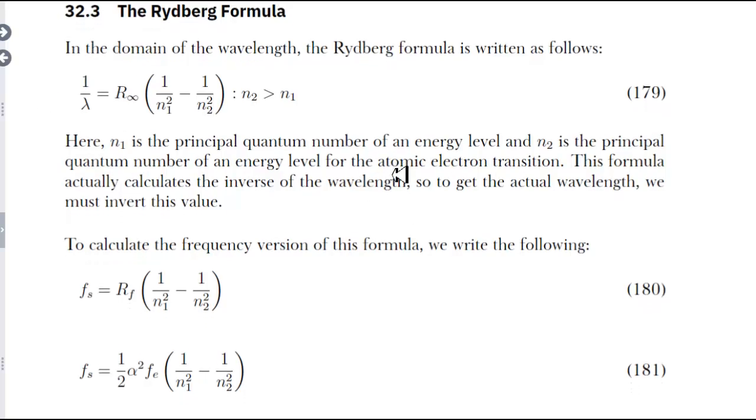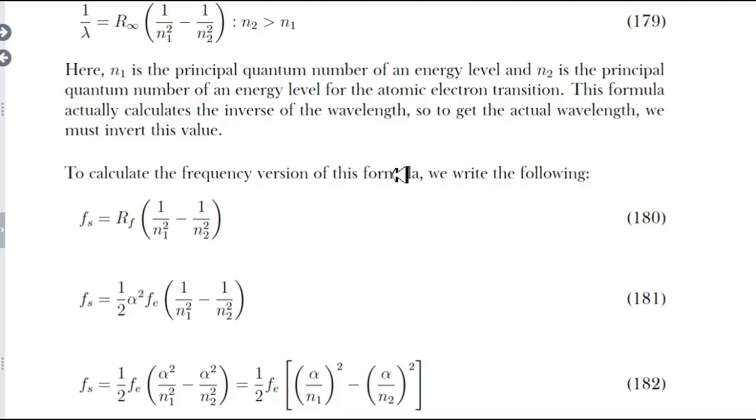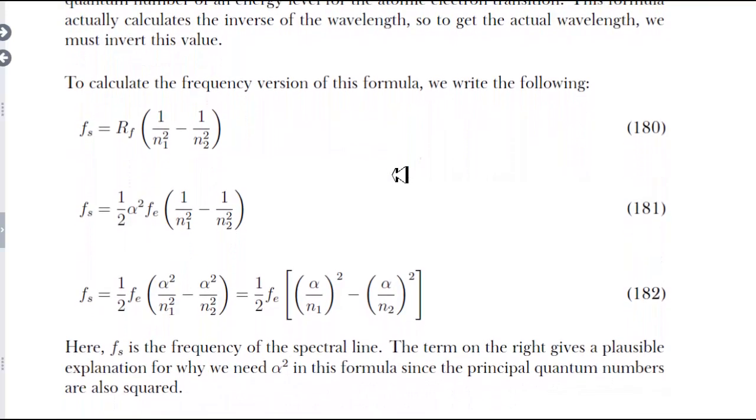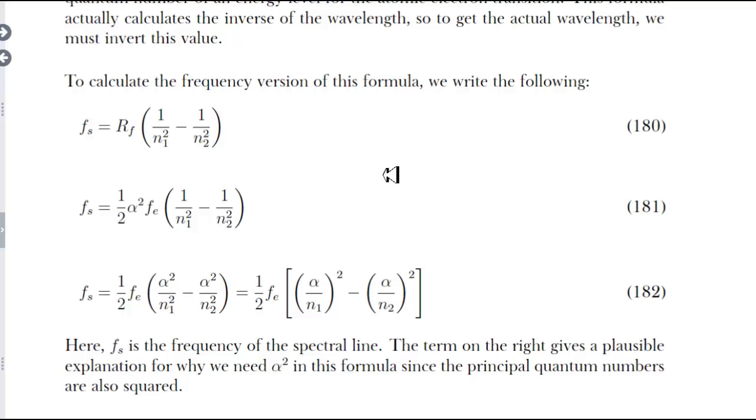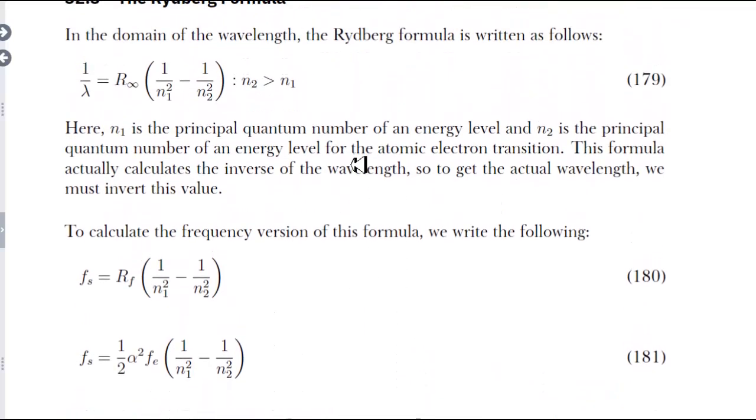Now what we're going to do is calculate the frequency version. Actually, the frequency version is exactly the same. Let's put them both there. It looks exactly the same, only I'm replacing the Rydberg constant, which is in the domain of wave number, with the Rydberg frequency. The rest of the formula remains the same, and the output of this formula is a frequency term. It's as simple as that.